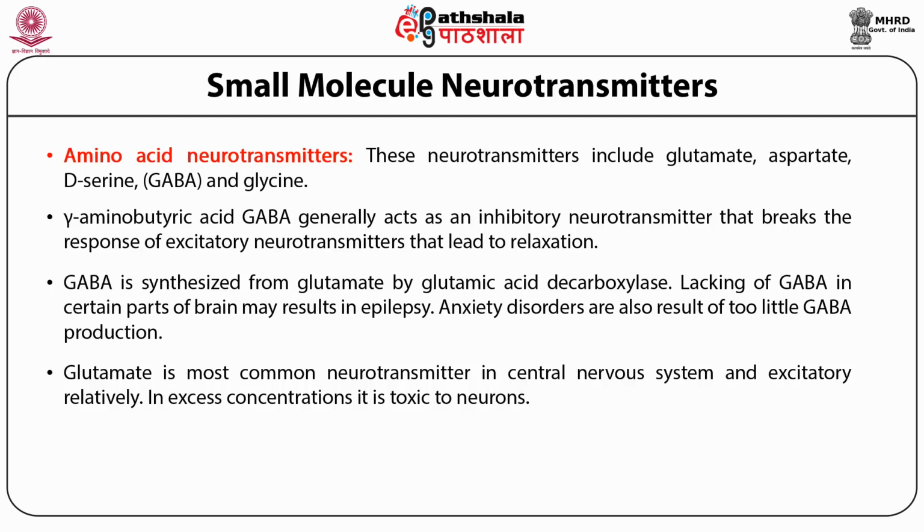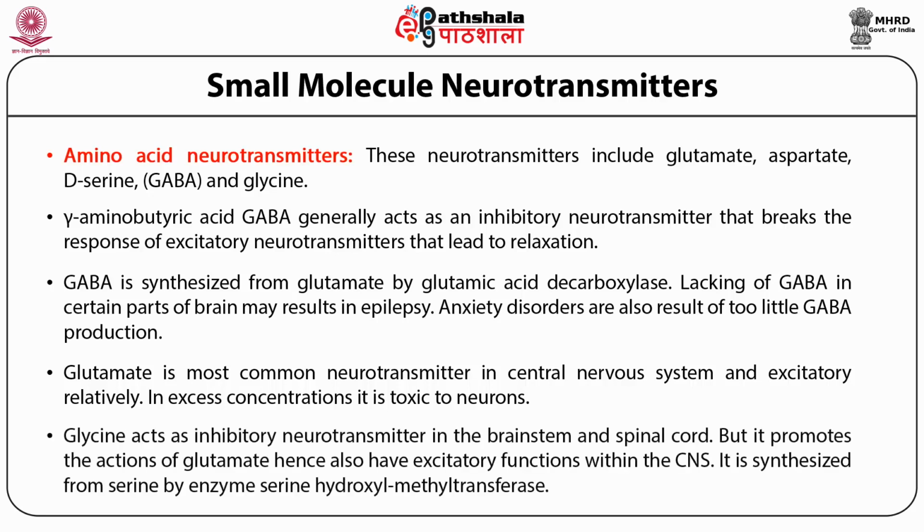In excess concentration, it is toxic to neurons. Next is glycine, which is also an amino acid. It acts as an inhibitory neurotransmitter in the brainstem and spinal cord, but it promotes the action of glutamate, hence it also has excitatory functions within the central nervous system. It is sometimes synthesized from serine by the enzyme serine hydroxymethyltransferase.